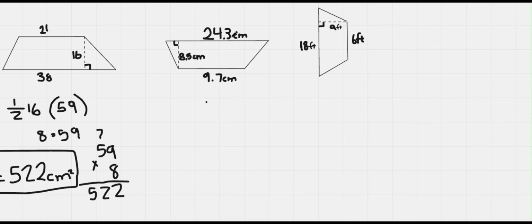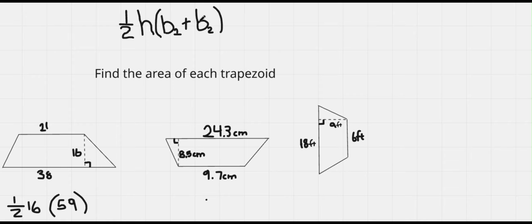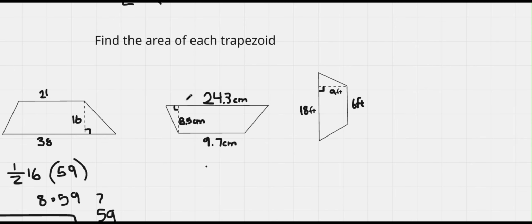All right, 24.3 is base 1, 9.7 is base 2. Remembering our formula here, we're going to consider 8.5 to be our height. Our height has to be perpendicular with both parallel bases. So 1/2 times 8.5 times 24.3 plus 9.7. And we know that is going to be 34.